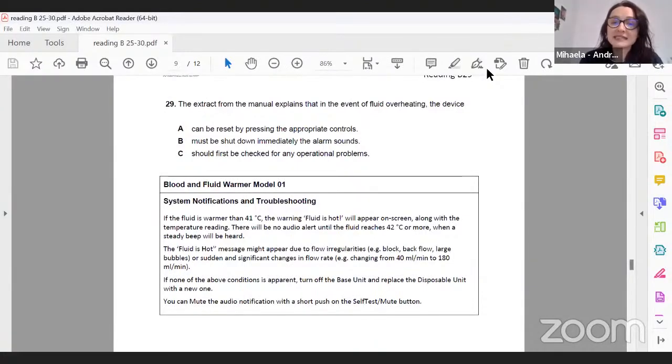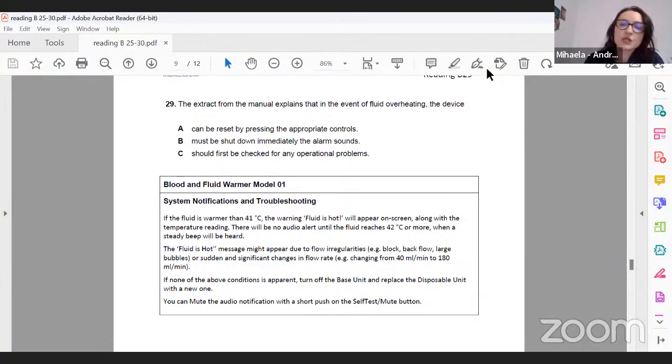Option B, shut down the device when the alarm sounds. That is not written; it's not that it must be shut down. It's just turn off the base unit. Well, turn off and shut down is the same, but it's not turned off when the alarm sounds. It actually says turn off if none of the conditions above are apparent, meaning the message and the audio notification. So then it's not really the same piece of information. So then it should be C.